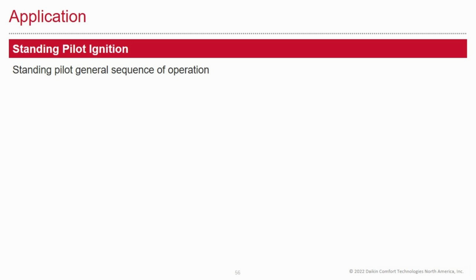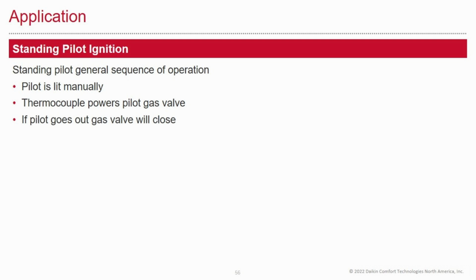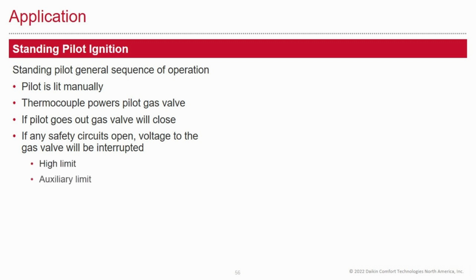The standing pilot general sequence of operation. The pilot is lit manually. The thermocouple powers the pilot gas valve. If the pilot goes out, the valve will close. If any safety circuits are open, voltage to the gas valve will be interrupted. Safety circuits would be high limit, auxiliary limit, flame rollout, or a spill switch.